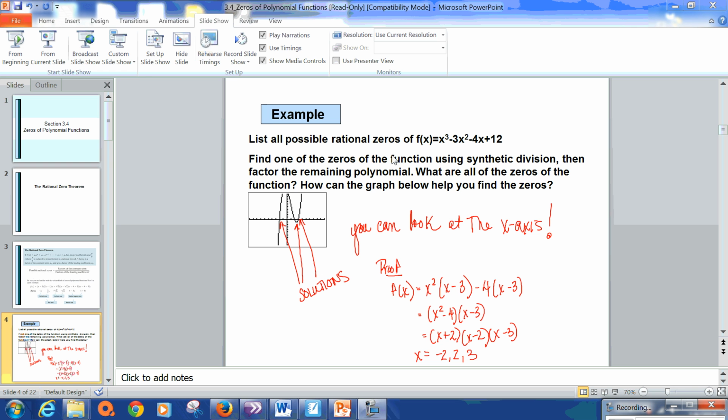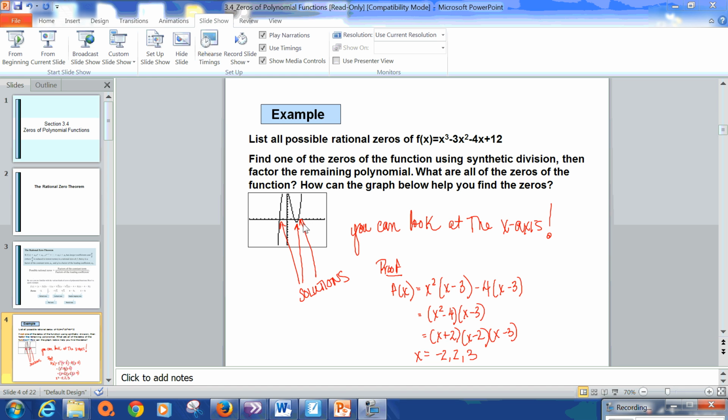just list all the possible rational roots, and I have f of x is equal to x cubed minus 3x squared minus 4x plus 12. So now the cheat is to graph these things. If you graph this, you can see from the graph where it goes through the x-axis. Those intercepts are the solutions, which are zeros, which are roots. They're all just different ways to say the same thing.